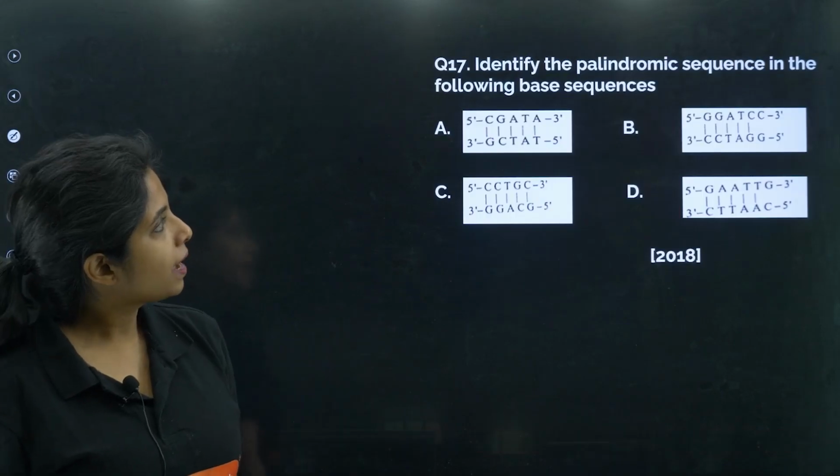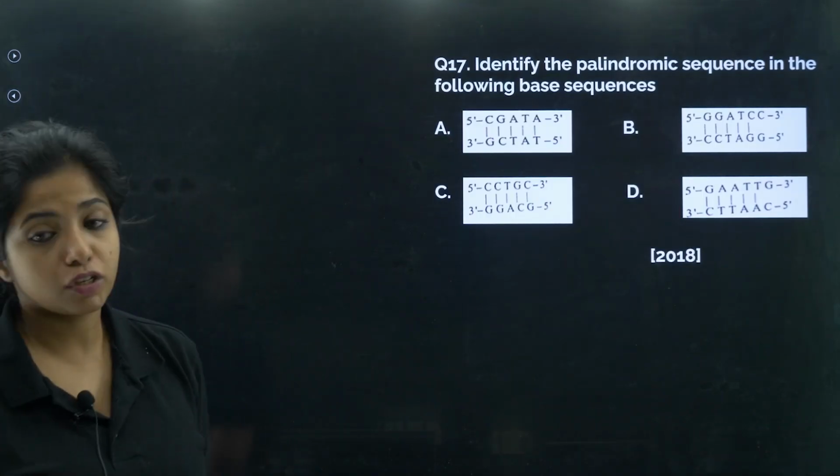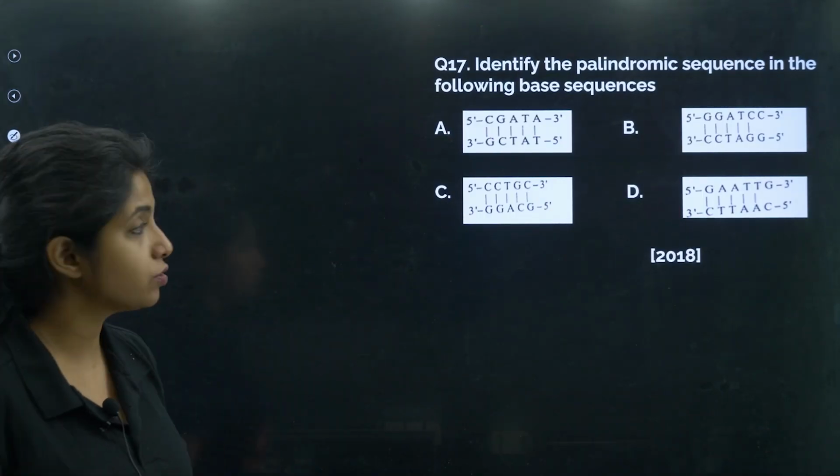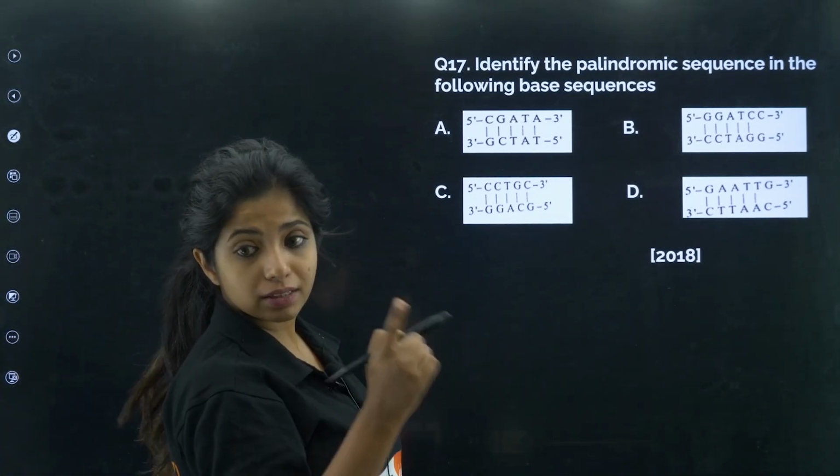So let's go ahead. Identify the palindromic sequence in the following base sequences. Listen how many times the questions have come, you see. Now palindromic, as in it should be the same from both the sides.